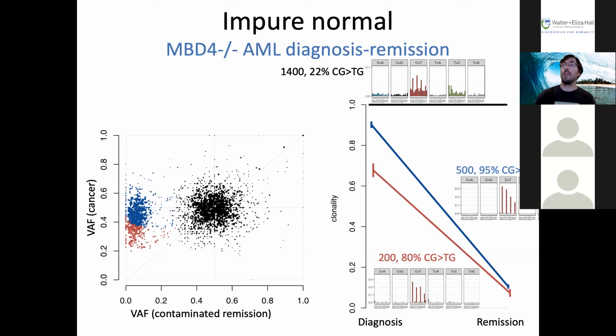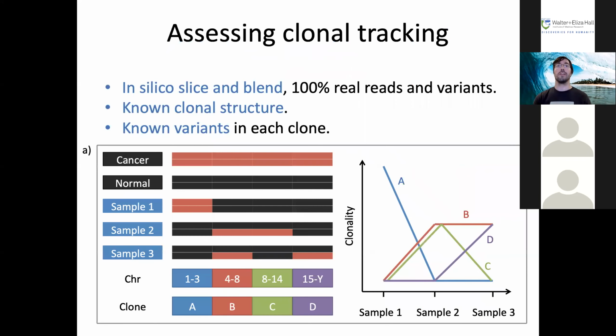So how do we assess this? If we want to avoid simulations, we would like some kind of real data where we have some kind of truth, where we can check this clonal tracking, but it's quite hard to come by. So what we did in the end was a kind of compromise where we took a single cancer and normal. So we only had 2 samples. We used TCGA data for this. And we used in silico slicing and blending.